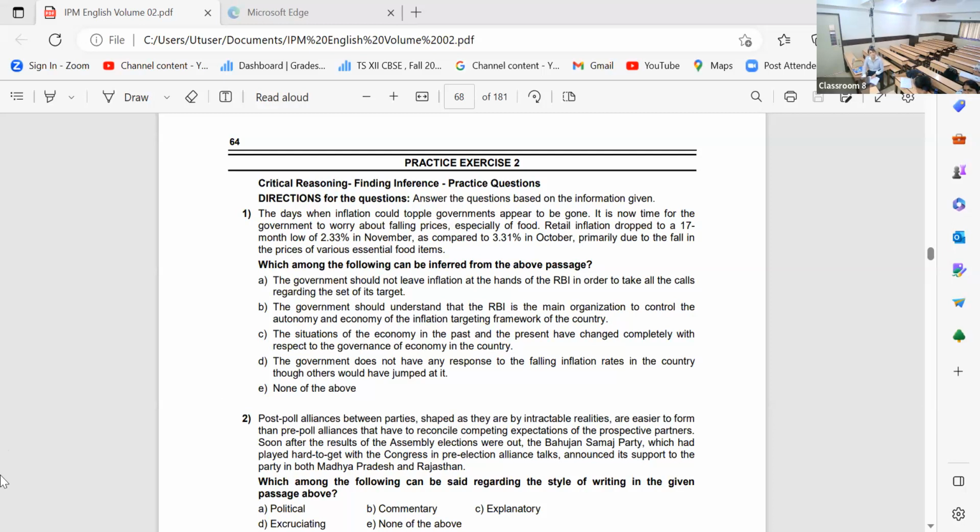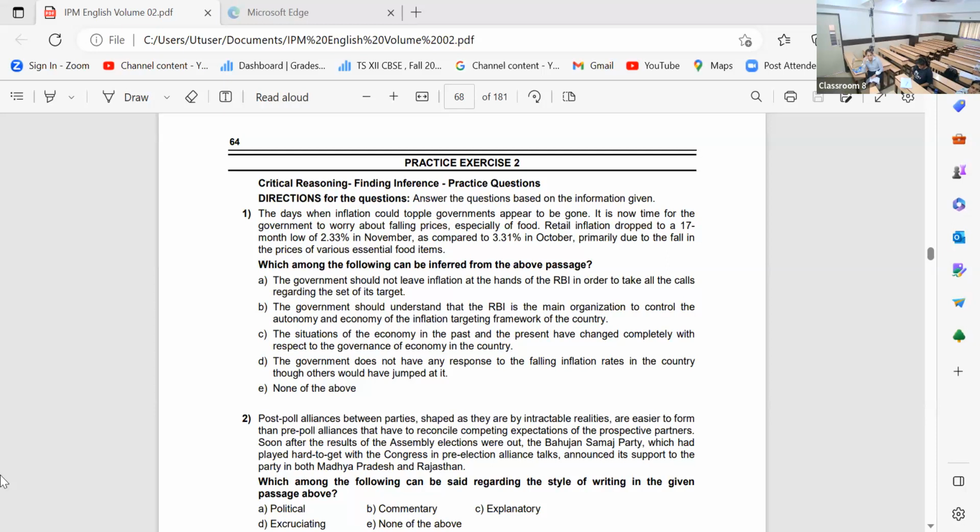Agrima, what do you think? What is the paragraph based on? Which fact? About inflation, inflation having dropped and the prices of goods having reduced. Perfect. So it's basically about the falling inflation, right?